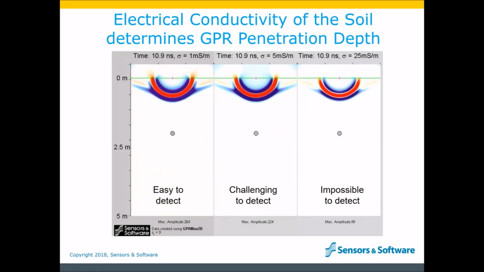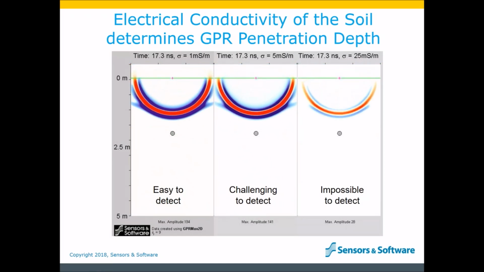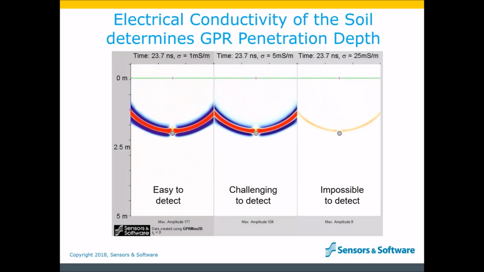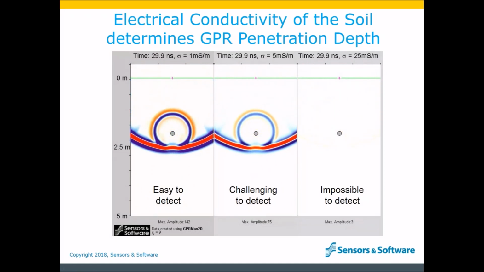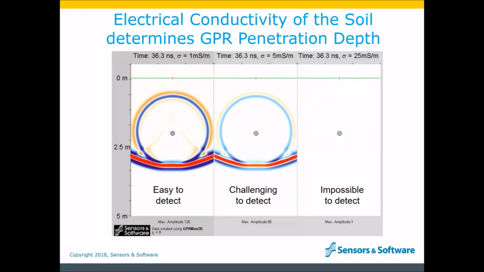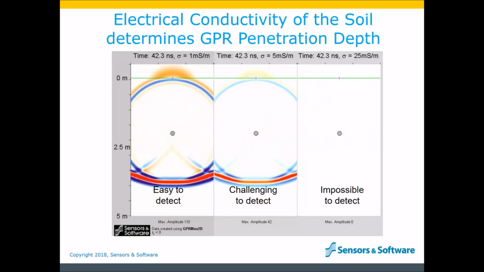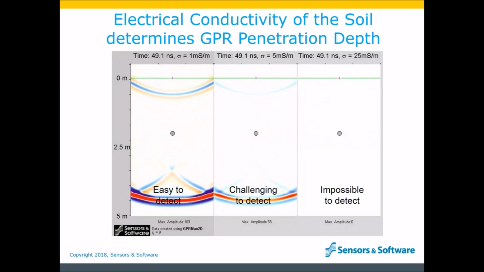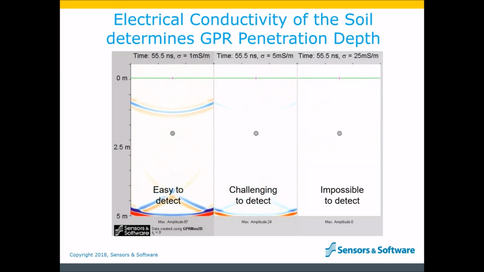In the middle, the soil has a moderate to high electrical conductivity. An example would be silty soil. The GPR signal is greatly absorbed, but there's still a small amount that reaches the surface. The hyperbola from this object will be weak, but still detectable by the GPR.